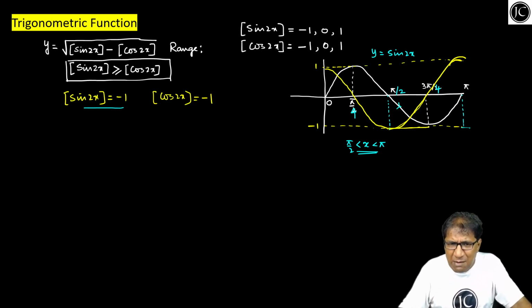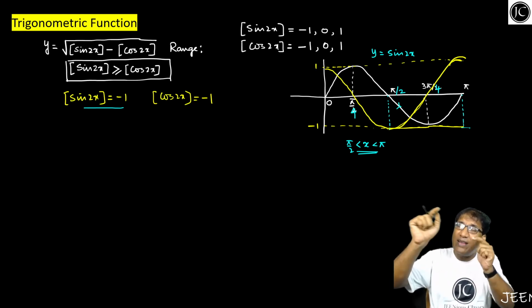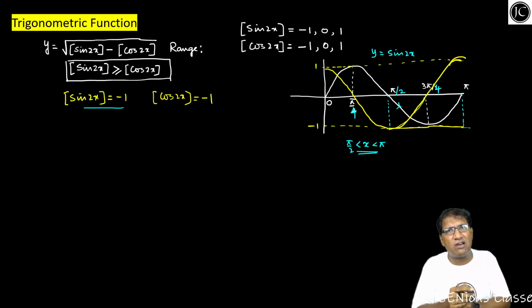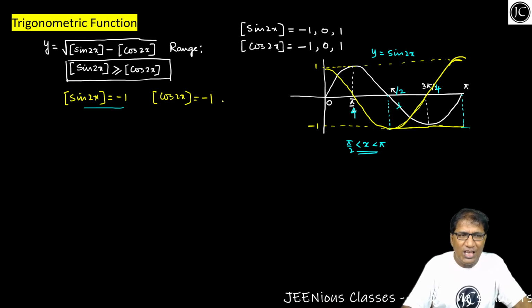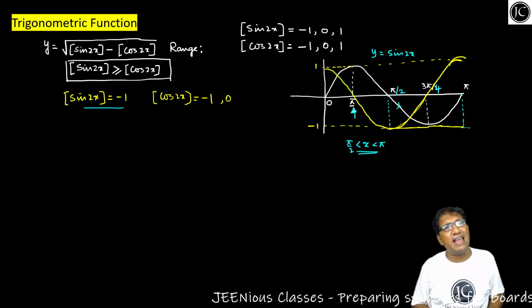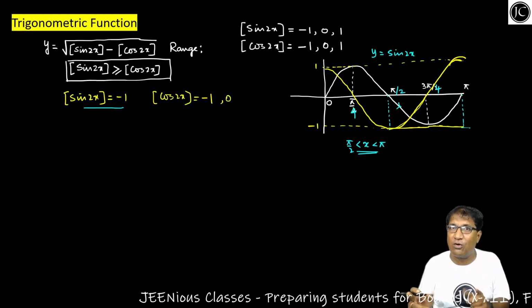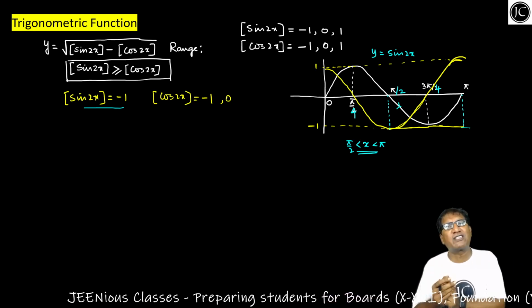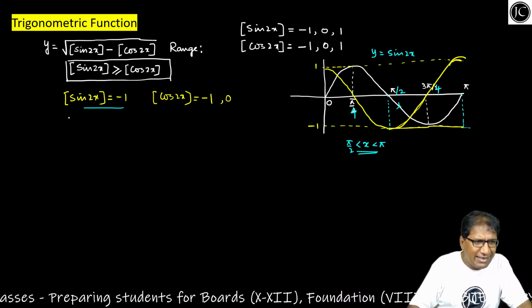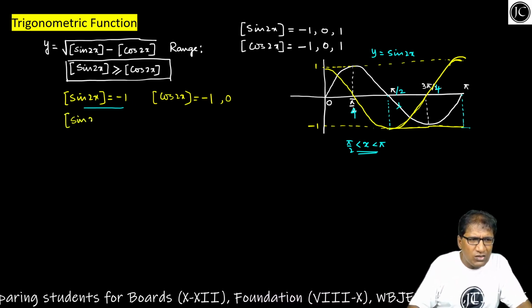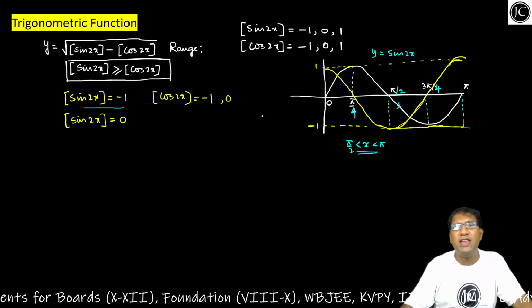लेकिन 3 pi by 4 से pi जब x लाई कर रहे हैं तब cos x is taking the values between 0 and 1. So in that case, the greatest integer function of cos 2x will be nothing but 0. So your box of cos 2x is assigning the value -1 or 0, when your box of sin 2x is assigning the value -1. Is it clear?